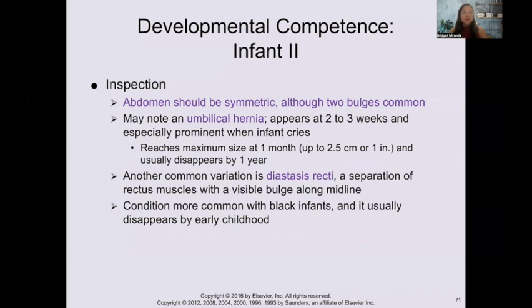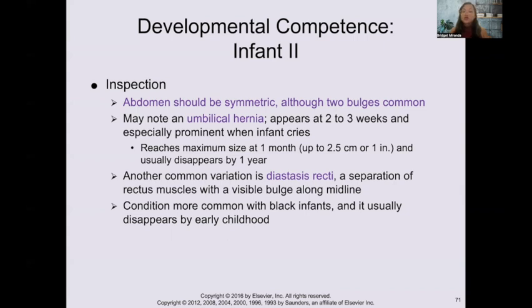The abdomen is symmetric, although you might see some bulging. Two different types of bulging that are normal variations is the umbilical hernia, because that abdominal wall is not as structured. The hernia may protrude a little bit, and we probably see this at about 2 or 3 weeks old, and it could last up to a year. If it lasts longer than that, there may be conversations about surgical repair, but it usually shouldn't grow as a concern. It stops growing at about a month, and usually it's only about an inch or so.